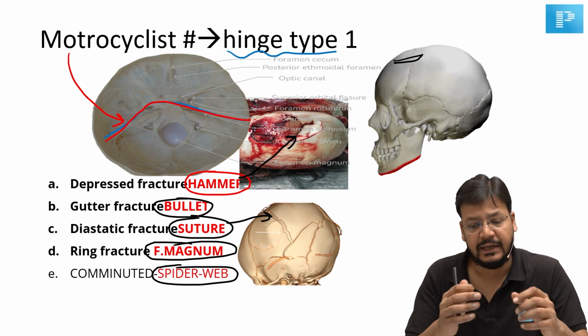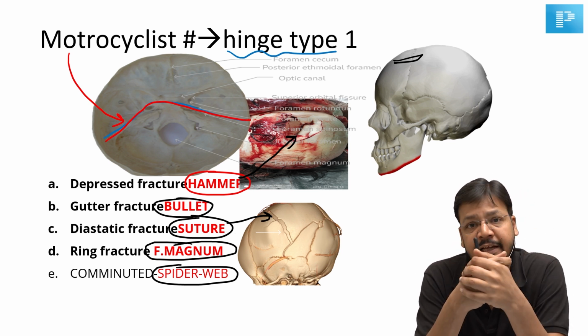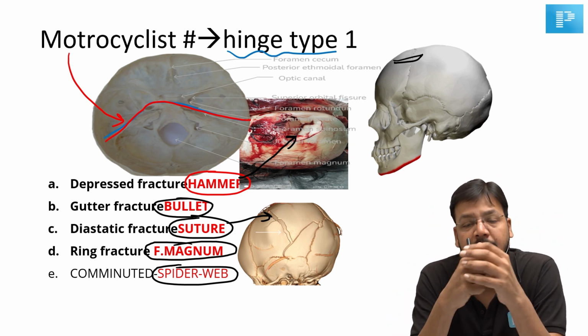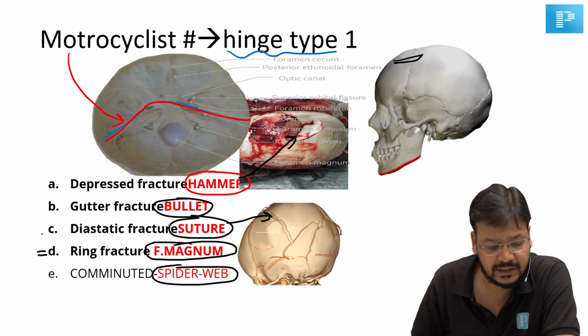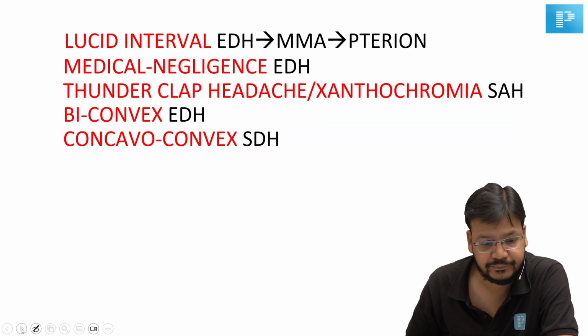Motorcyclist fracture is a hinge type 1 fracture. Hammer produces depressed fracture or signature fracture. Bullet produces gutter fracture, the oblique bullet. The comminuted is spider web fracture. Ring fracture is a fracture surrounding foramen magnum. Diastatic fracture is a sutural separation. The most common is sagittal suture.